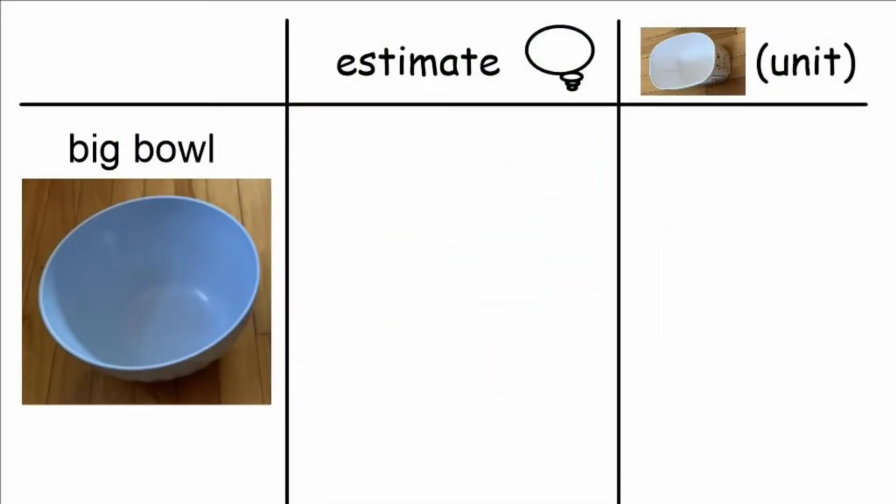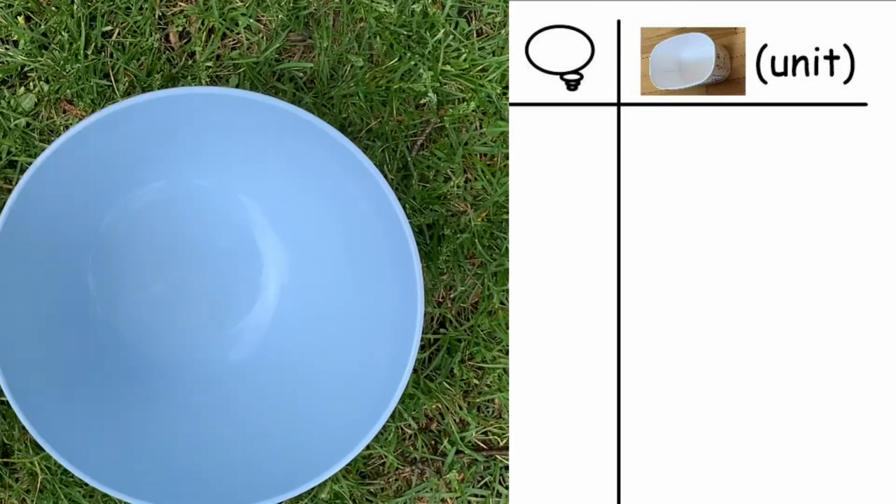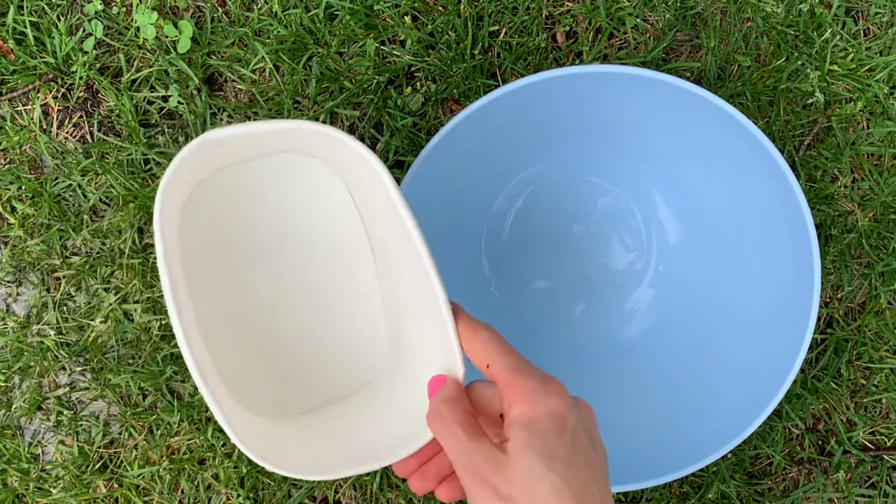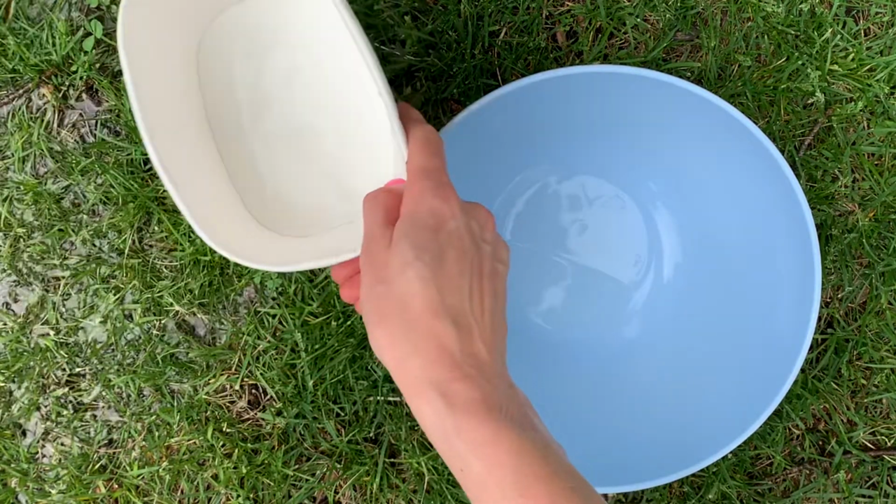Remember our measurement charts? I set one up here, and the thing we're measuring today is the big bowl. And I already made my estimate. I guessed that it will be 10 of that medium-sized container to fill up my bowl. Let's go find out. Now let's see. So here's my small one. I'm doing this outside so I don't make a mess inside.